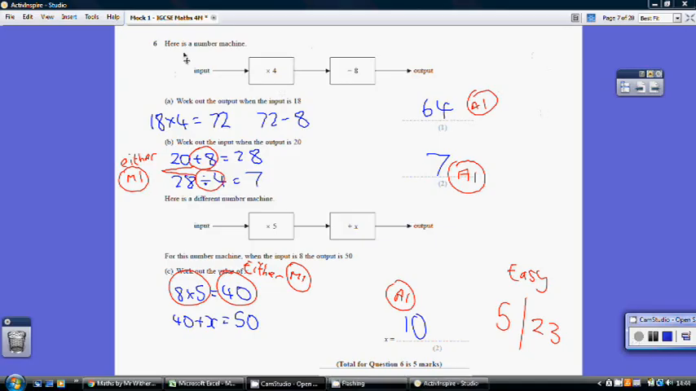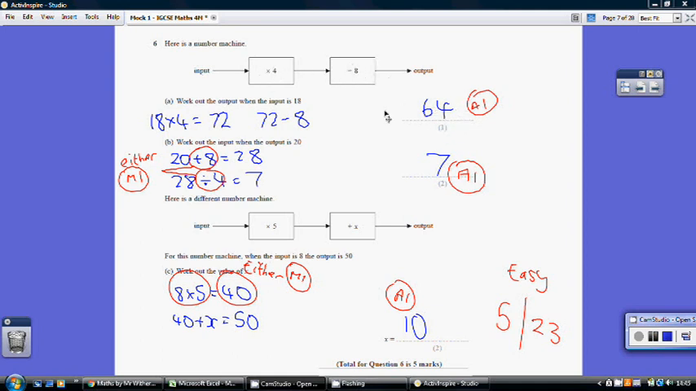Question 6. So here is a number machine. So whatever you put into the machine, times it by 4, take away 8 to get the output. So part A, work out the output where the input is 18. So we're putting the 18 in here. So take your 18 and times it by 4. That gives you 72. Then take away 8.